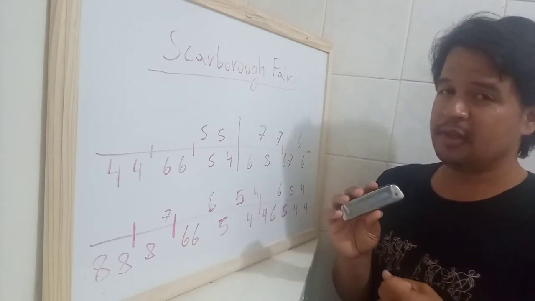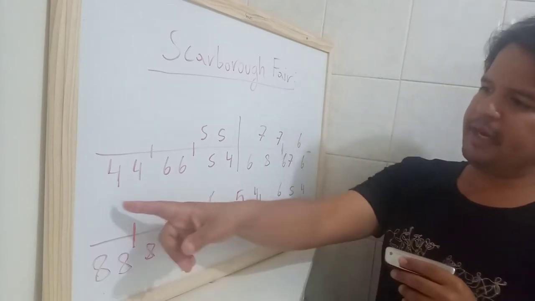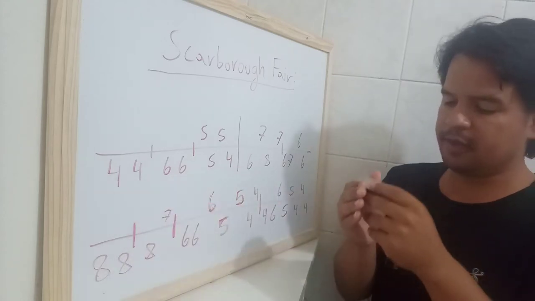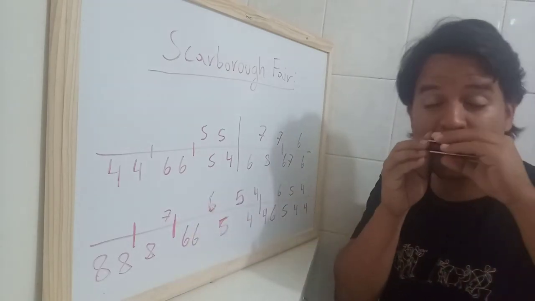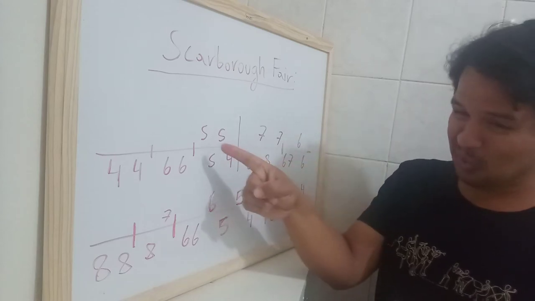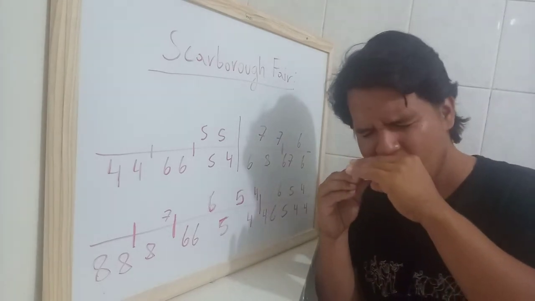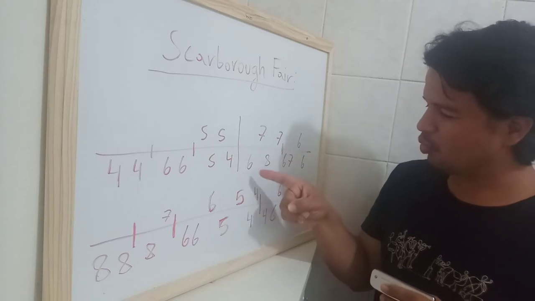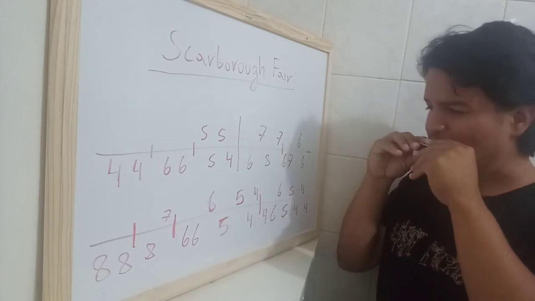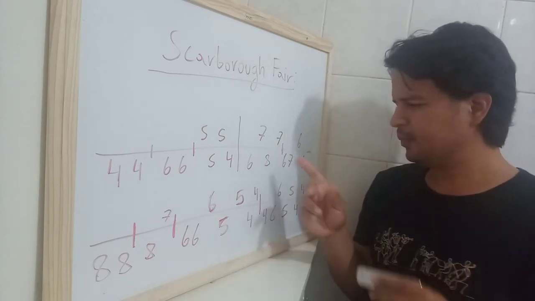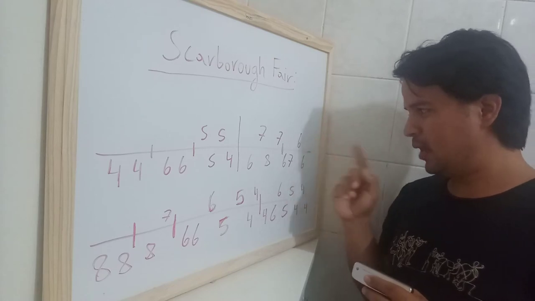Third position, that means we're playing it in the key of E minor, and you get it by playing four draw twice at the beginning, then six draw twice, then five blow, five draw, five blow and four draw. Then six draw, seven blow, eight draw, and seven blow. Then six draw, seven draw, six blow, and six draw.